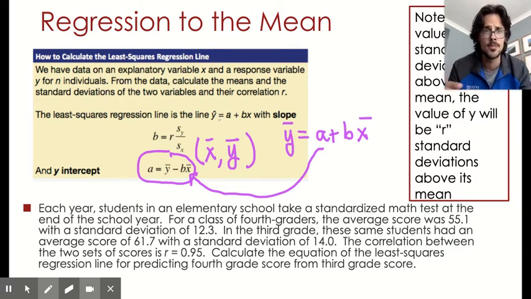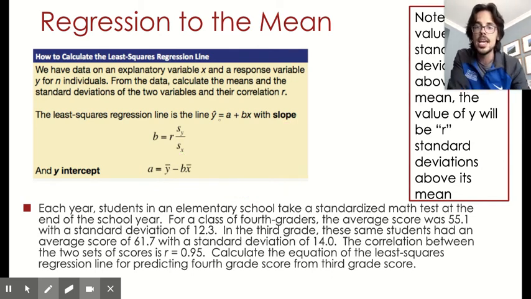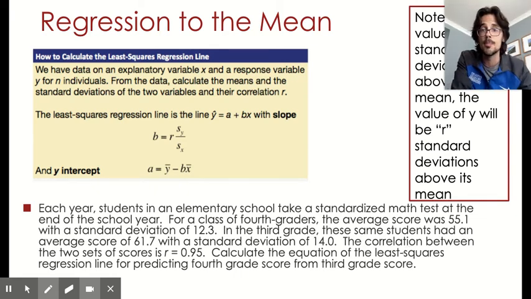Truthfully, I'm not going to emphasize this a lot in class, but what you'll need to be able to do is plug into a problem. They feel a little contrived sometimes, like you see at the bottom right here. They just give you a bunch of information, and they say to calculate the equation of the LSRL for predicting fourth grade scores from third grade scores. So the one you're predicting is y, and this is x right here.